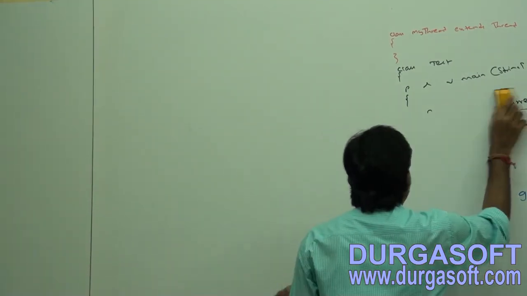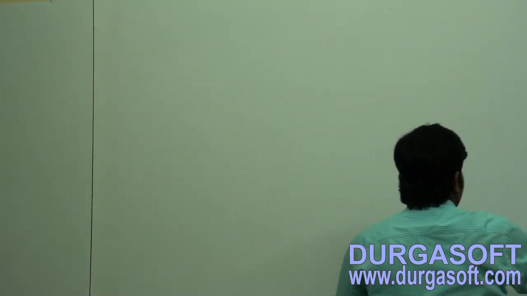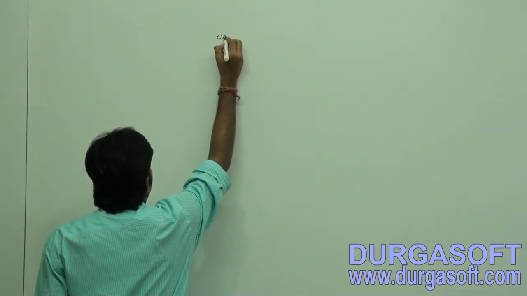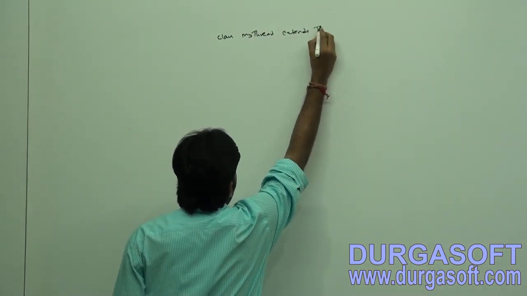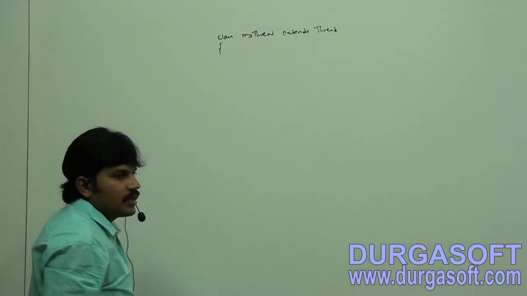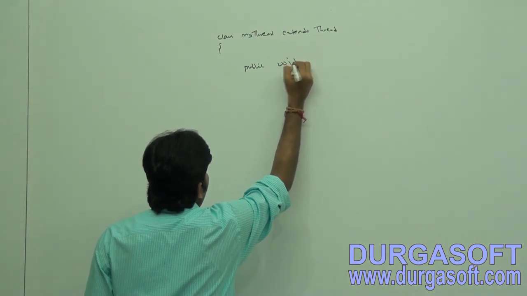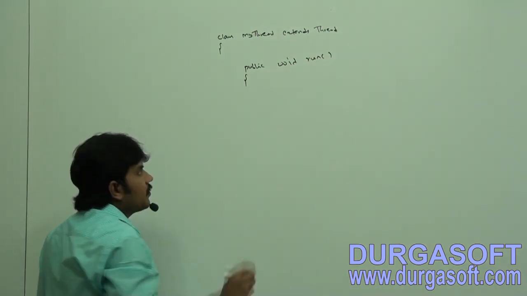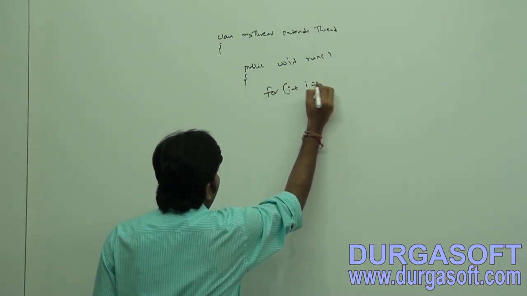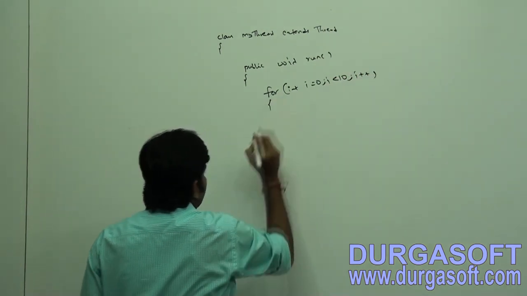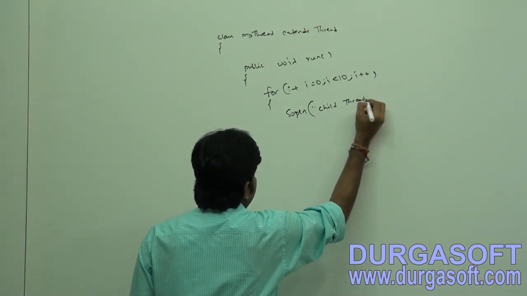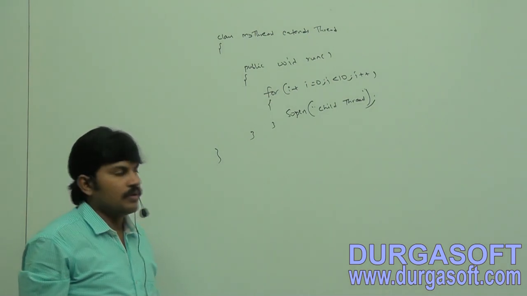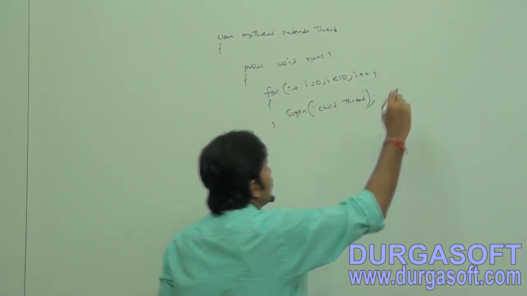Okay, now the last example related to priorities. Just observe this one. I am taking class my thread, class my thread extends Thread. Which method do we have to override? Public void run method. For int i is equal to 0, i is less than 10, i plus plus, System.out.println child thread. Like this I am taking, right?